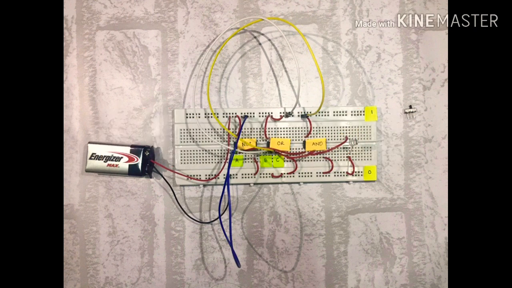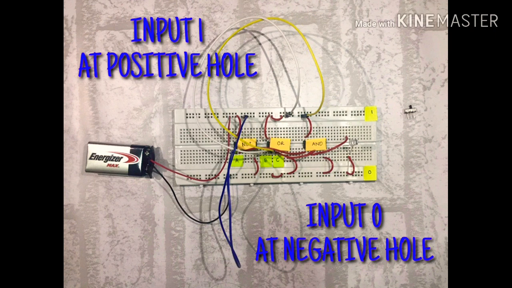So we figured out that the real problem was we did not know how to connect the switch in the circuit. So instead of using a switch, we changed the circuit by connecting the wire that represents the input of the logic gate to the positive hole as 1 and to the negative hole as 0.